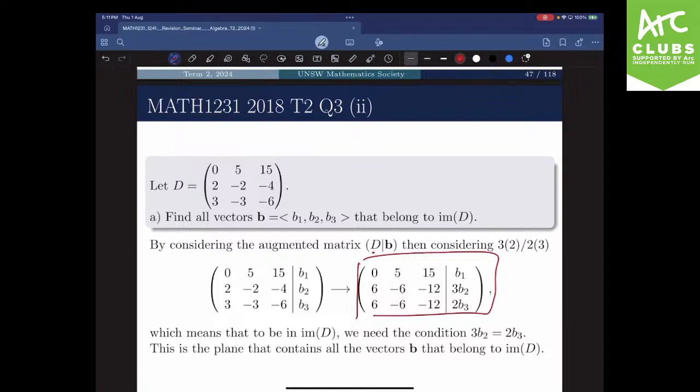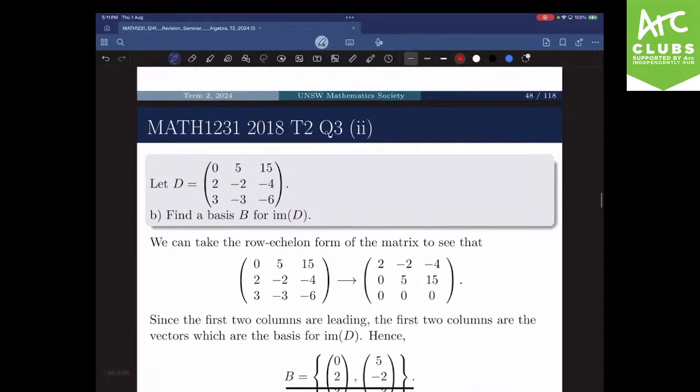And that means since these two rows are exactly the same, we need the condition that these two things are exactly the same as well. So the condition for a vector to be in the image of this matrix is just that 3 times b2 is equal to 2 times b3. And this is just a plane that contains all the vectors that belong to the image.